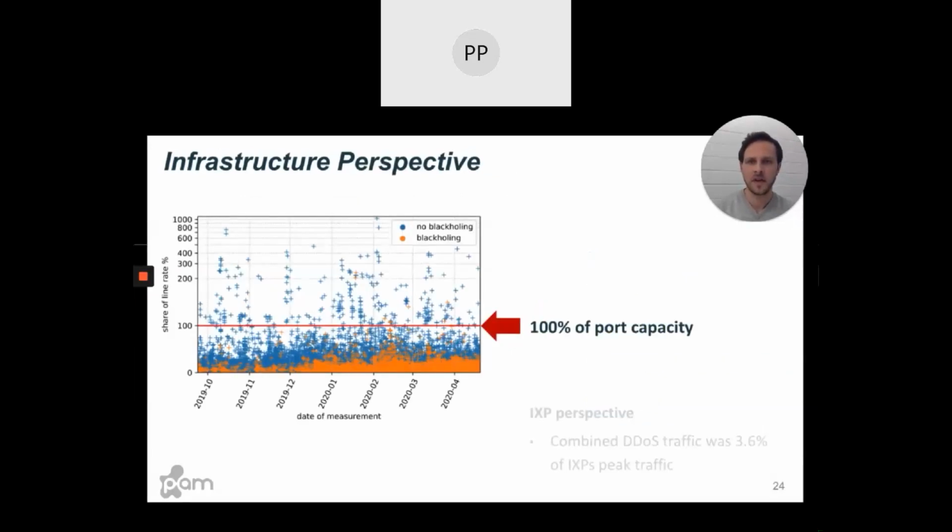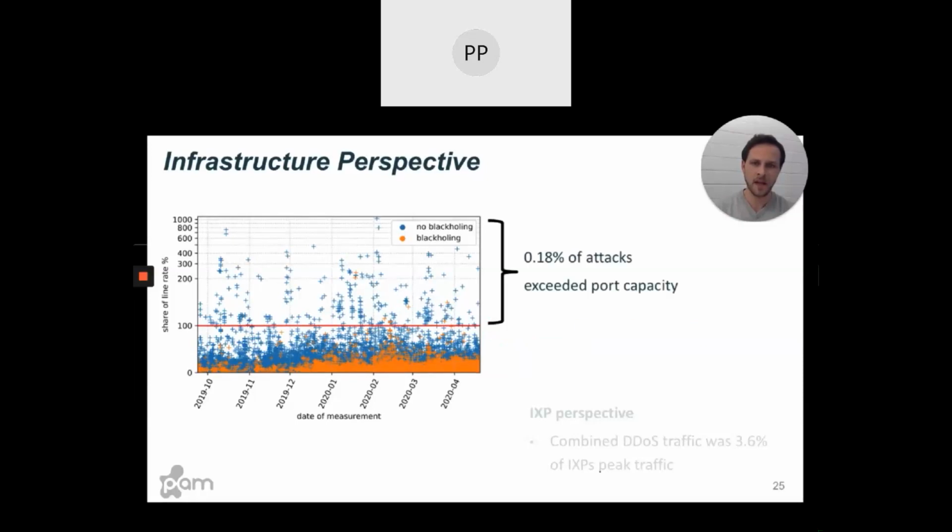So we also take a look at the infrastructure perspective in the IXP. Here you can see the attacks on customer ports at the IXP, and the red line means the customer port has been saturated by 100%. Luckily, only for 0.18% of the attacks did they exceed 100% of the port capacity. But because there might also be trouble at lower levels, we also checked for those. For 26% of the attacks, we find a port capacity utilization of 50%.